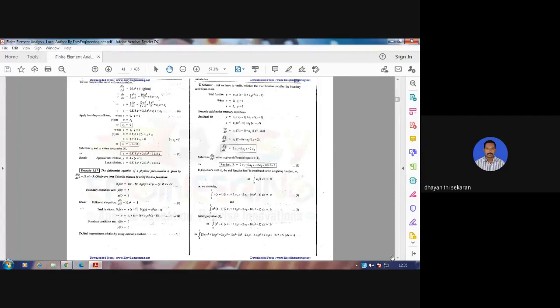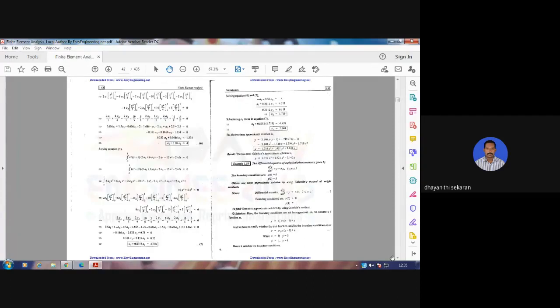the next problem is this one. The differential equation of a physical phenomenon is given by d squared y by dx squared plus y equal to 4x, 0 less than or equal to x less than or equal to 1. The boundary conditions are y of 0 equal to 0, y of 1 equal to 1. Obtain the approximate solution by using Galerkin method of weighted residual. Okay, y equal to a1 x into x minus 1 plus x.